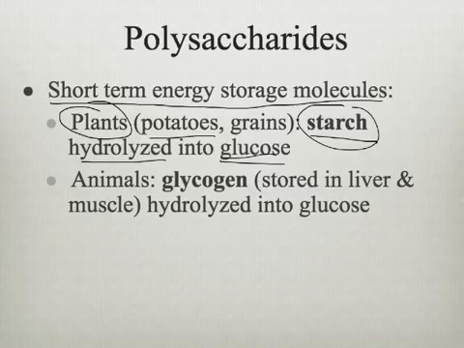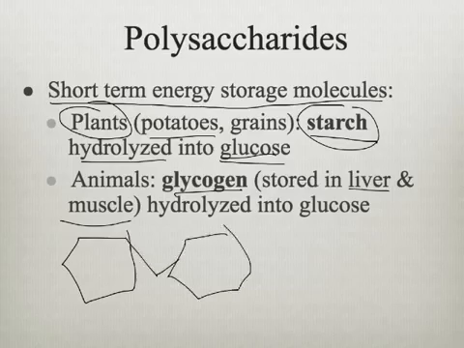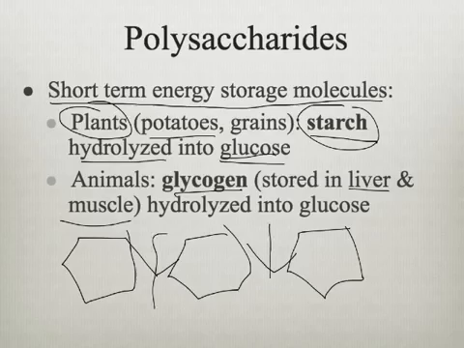A similar molecule in animals is glycogen. So animals don't have starch, they have glycogen. And this is stored in your liver and in your muscle. And very similarly, let me draw. Okay, so here, it's my polysaccharide. It's made up of many monomers. So say if I'm an animal and I needed some energy, I could use hydrolysis. I could break these bonds, and then I could use these individual glucose molecules for energy, because we know glucose is the main energy source for the body.